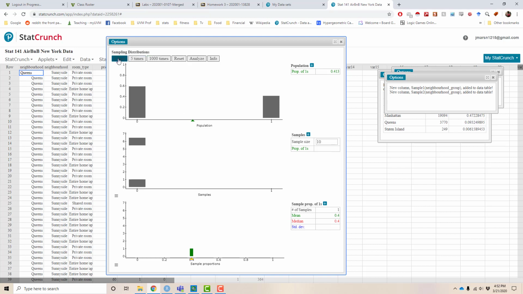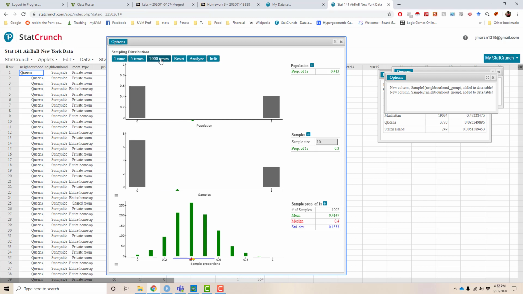So if we click one more time again, it repeats the process, picks 10 apartments at random. In this case, only 2 of them were from Brooklyn. So we end up with a sample proportion of 20%, creates a little bar down at 0.2, and now if you average the 2 out, you get 0.3. We want to do this over and over and over again. So let's do this about 5,000 more times.